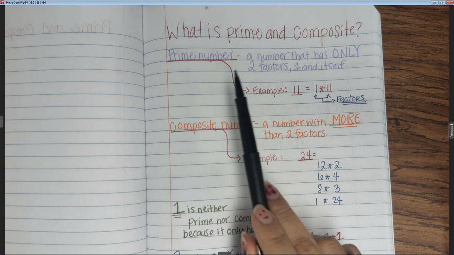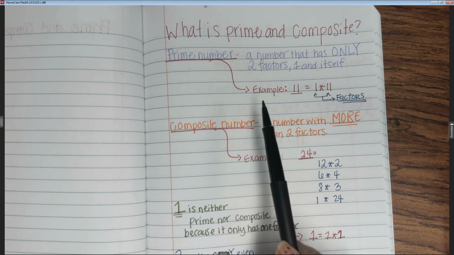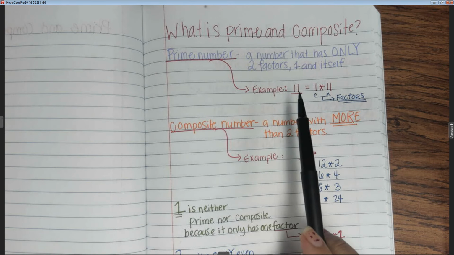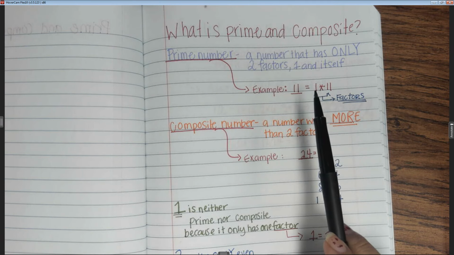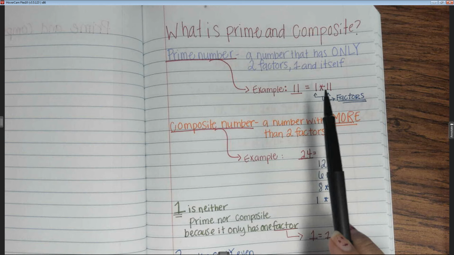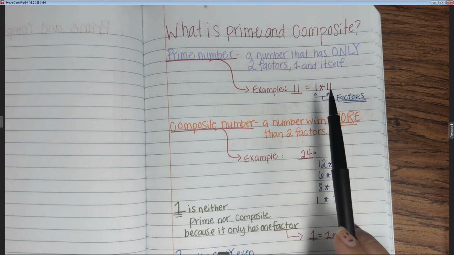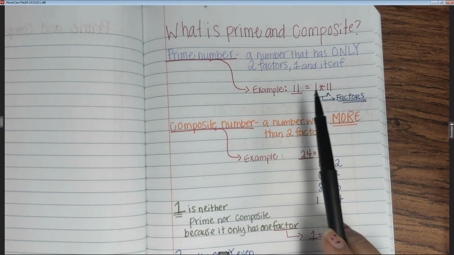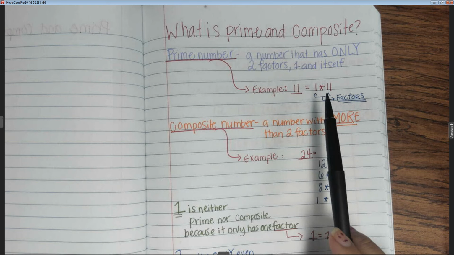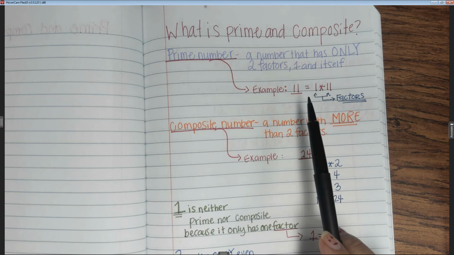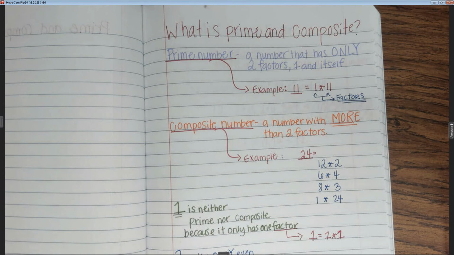So the first one is prime number. A prime number is a number that only has 2 factors, 1 and itself. So for example, the number 11. Factors are numbers you multiply to get a product. So the factors here are 1 and 11. I get the product of 11, okay? And that means that because it's prime, there are no more factors I can multiply that will give me 11. Okay, there are no more whole numbers, no more factors that I can multiply to give me 11. That's it.